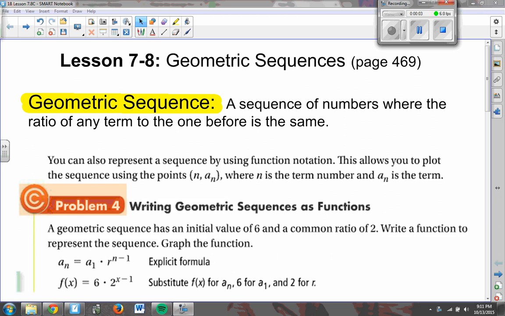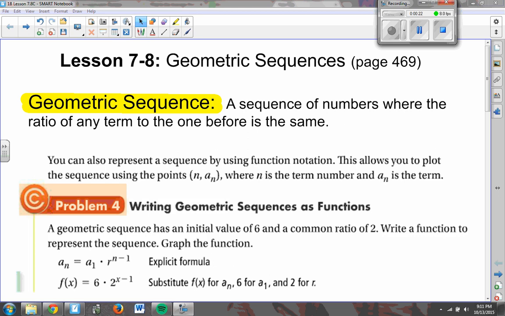All right, Algebra 1B students, welcome to part 3 of lesson 7-8 on geometric sequences. We just have one more little piece of this section we need to deal with before we finish up chapter 7 and get ready to review before our test next week.